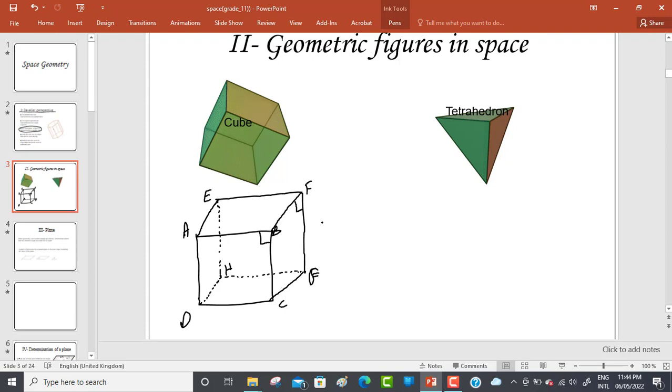How to draw a tetrahedron? This is a cube; how to draw a tetrahedron? You draw the first edge, the second one, not too long, and the third one, and you connect this point with this point, and this line is not seen, so you draw it as dotted. And this is ABCD. This is a tetrahedron.